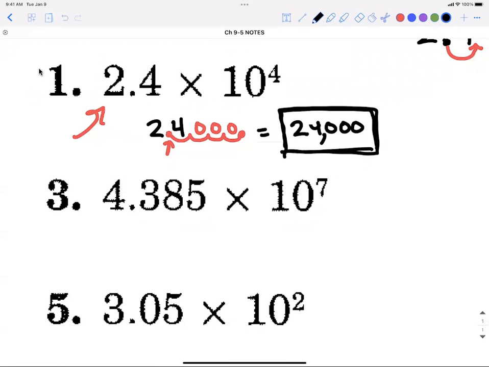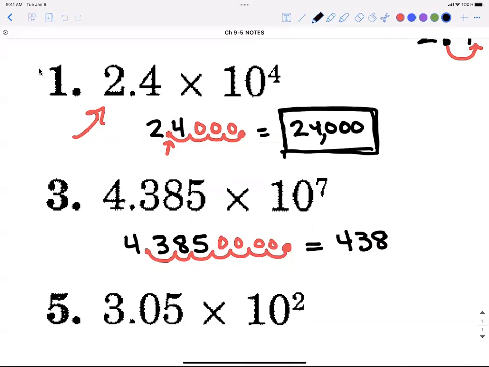So for every one of these, I want you to write the number underneath, just like it's written. Then I want you to take your pencil and place it where the decimal was. You're going to move it 1, 2, 3, 4, 5, 6, 7. You're going to put the new decimal point. You're going to fill this in with zeros. And then out to the side, you are going to write your final answer, which is 4, 3, 8, 5, and then 4 zeros.